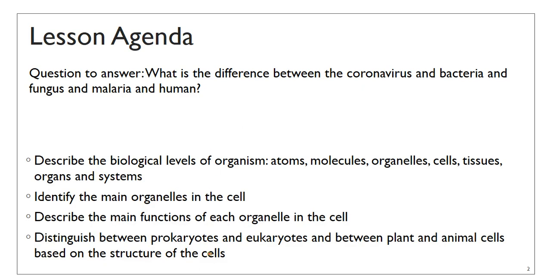And in order to answer this question, I would need to cover these dot points. So this is the actual knowledge that we're going to cover to answer this question: to describe the biological levels of organisms. And then we're going to talk about organelles. We're going to talk about functions of the organelles and distinguishing between prokaryotes and eukaryotes and plant and animal cells based on the structure of the cell.